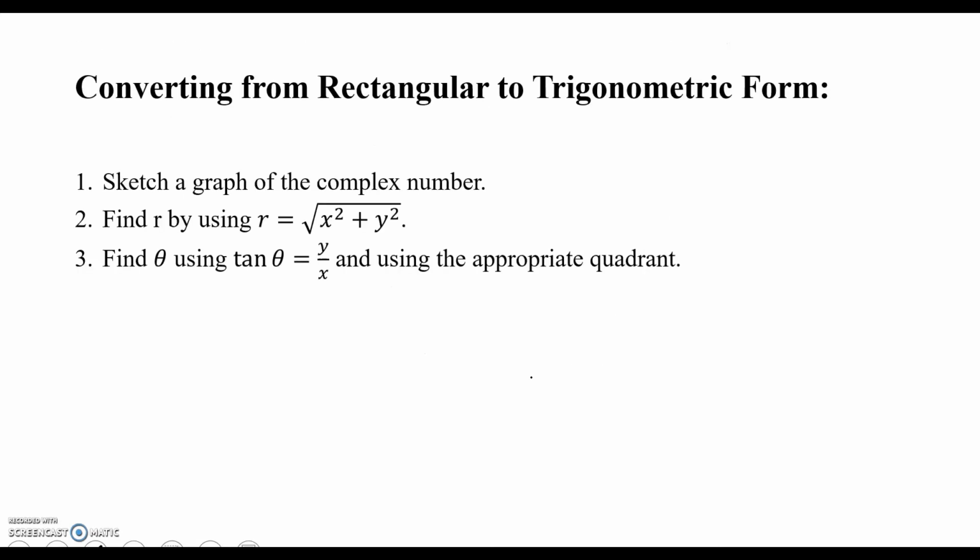Alrighty. So we talked about the rectangular form, and we talked about the trigonometric form. Whenever you want to convert from rectangular to trigonometric form, you will first have to sketch the graph of the complex number, so you can see what quadrant it's in. Then you want to find R by using the formula R equals the square root of x squared plus y squared. Then you want to find that directional angle by using tangent of theta equals y over x with the appropriate quadrant, which is what you find in step 1. And you can find the angle theta by doing the inverse tangent of y over x.